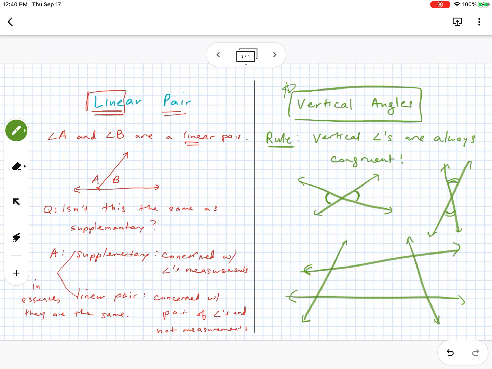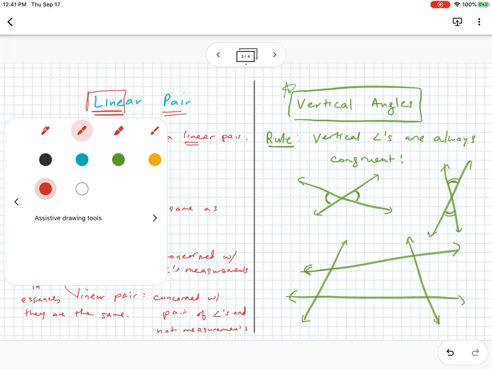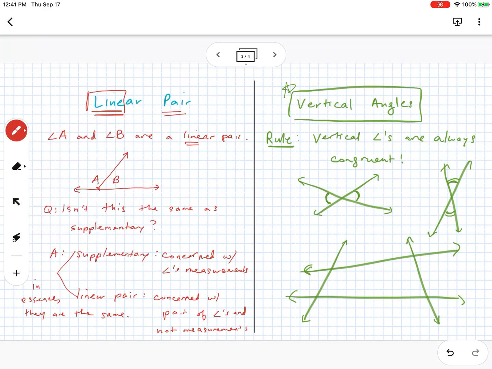Okay, so we see a bunch of lines that intersect each other. And let's say we want to figure out which angles are congruent to each other, which angles are the same. Well, one thing we can do is look at all the vertical angles first. So you know that this angle has to be congruent with this angle.